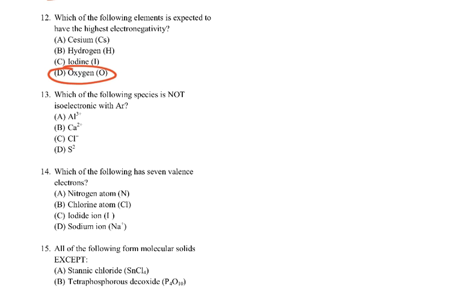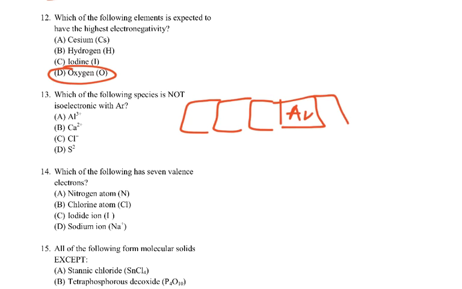Which of the following species is not isoelectronic with argon? We've got to find argon on the periodic table, and the elements right before it and right after it, those are the ones that are ions that are going to be isoelectronic. Right before argon would be chloride, before that sulfide, and before that phosphide, P3 minus. Right after would be K plus, Ca2 plus, and scandium 3 plus.